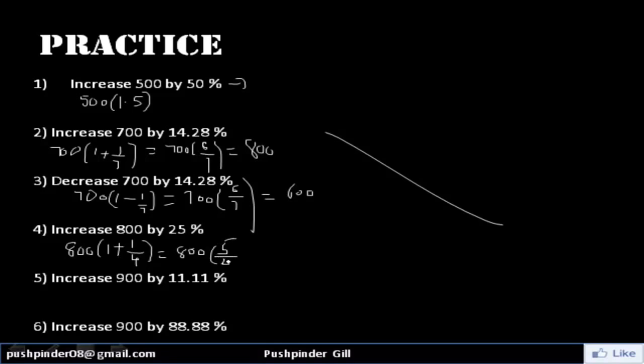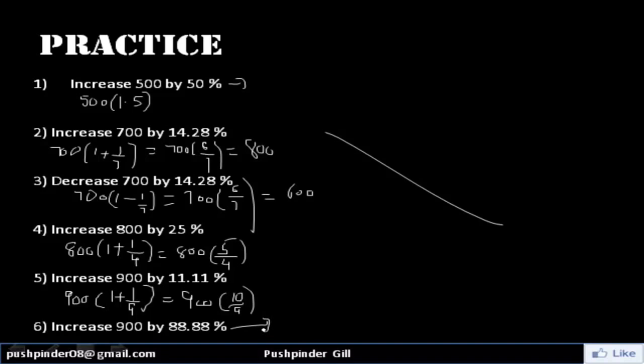So similarly, if I have to increase 900 by 11.11%, I'd say 900 into 1 plus. So what is 1 by 11, guys? You can flip to your pages. It's 1 by 9. So 11.11% is 1 by 9, and 900 into 1 plus 1 by 9 is nothing but 900 into 10 by 9. So I get my answer to be 1000.